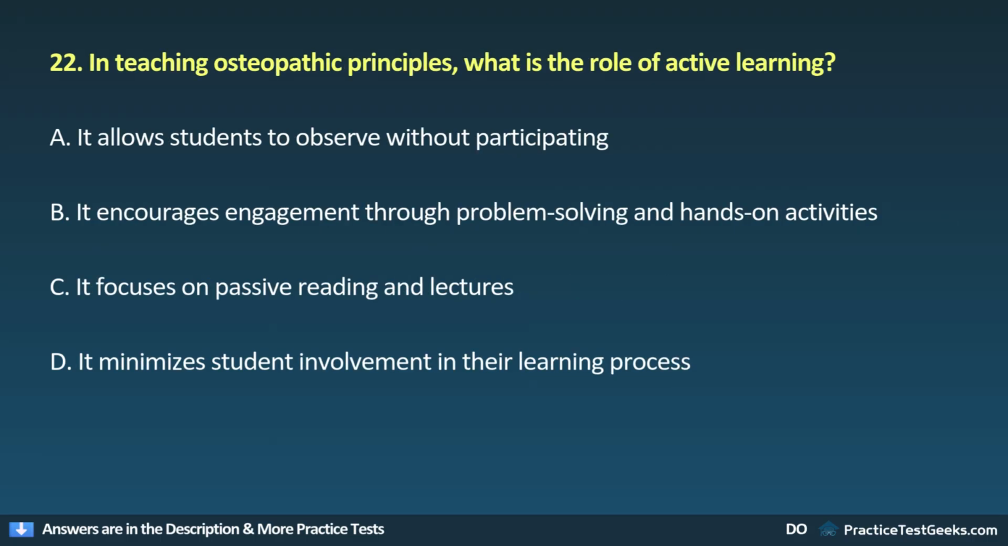22. In teaching osteopathic principles, what is the role of active learning? A. It allows students to observe without participating. B. It encourages engagement through problem-solving and hands-on activities. C. It focuses on passive reading and lectures. D. It minimizes student involvement in their learning process.